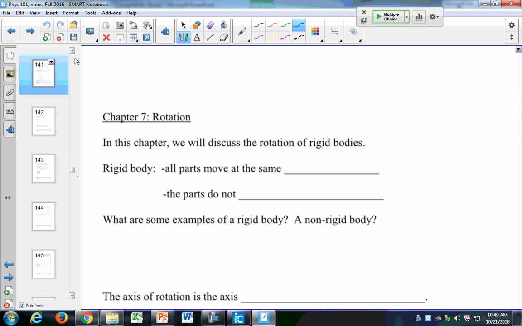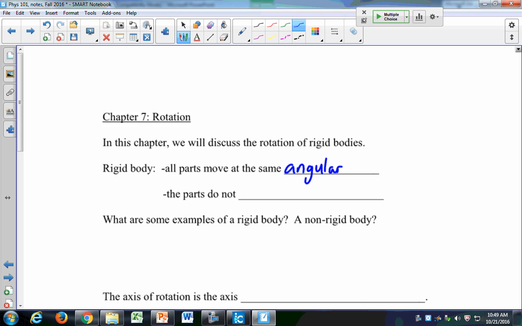And in a rigid body, we define a rigid body in that all parts move at the same angular velocity. And also, the parts do not move with respect to one another. So, for example, I could be a rigid body if I just don't allow my arms to shake around too much, and if I move like this, then every part of my body is moving with the same angular speed. So if I'm moving at, say, 1 revolution per second, then that means the tips of my fingers are moving at 1 revolution per second.